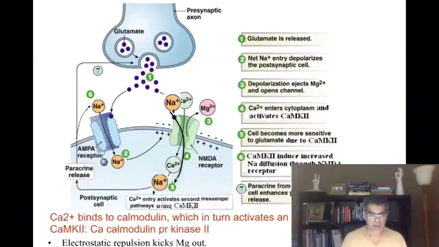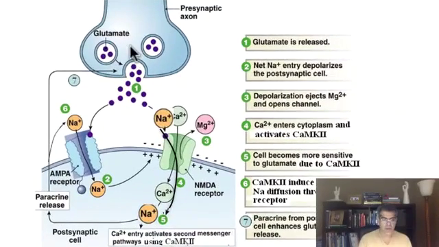We said in the hippocampus, the first neuron is going to release glutamic acid. Glutamic acid is going to sit on the AMPA receptor, and as a result, sodium is going to come inside the cell. That sodium is going to depolarize this membrane, and as a result, magnesium is going to get kicked out, and therefore sodium and calcium are going to get inside the cell.